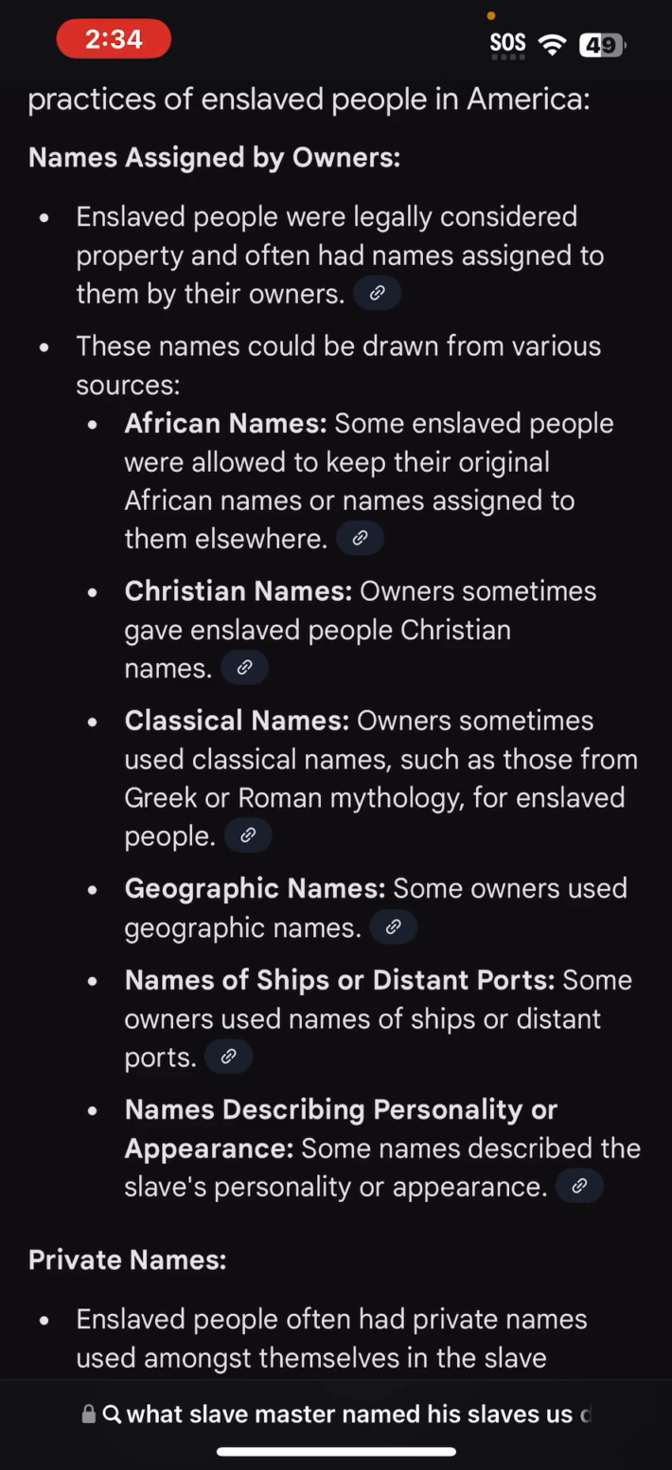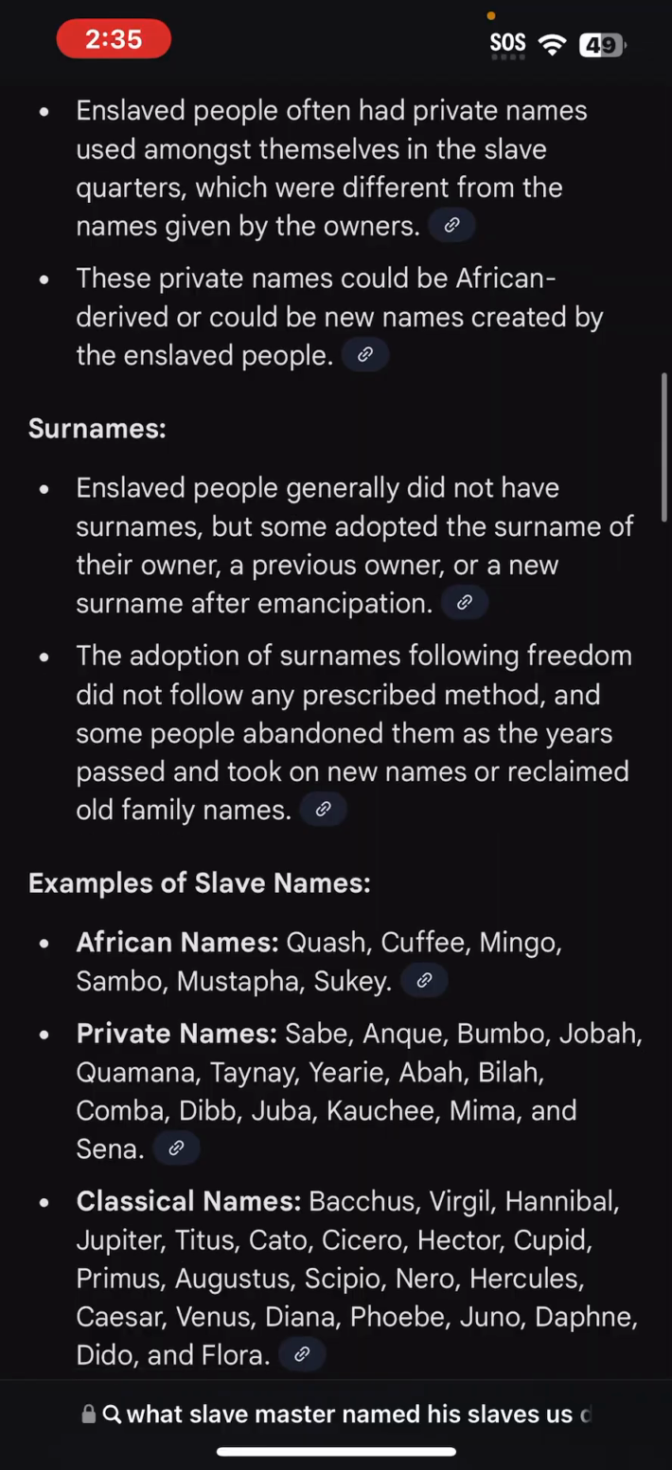Some enslaved people were allowed to keep their original African names, and names were assigned to them elsewhere. Owners sometimes gave enslaved people Christian names, and classical names such as those from Greek or Roman mythology. Some owners used geographic names, like the name of a ship or distant port. Some names described the slave's personality and appearance. So they did everything else, but it doesn't say anything about calling slaves by the monetary system.